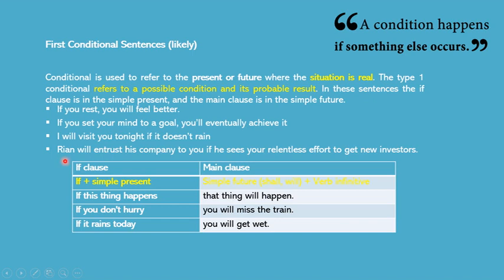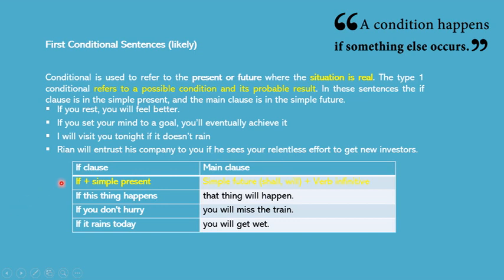Okay, we continue with the fourth example here. Ryan will entrust his company to you if he sees your relentless effort to get new investors. There is no comma in this sentence because the if conditional is in the middle of the sentence.